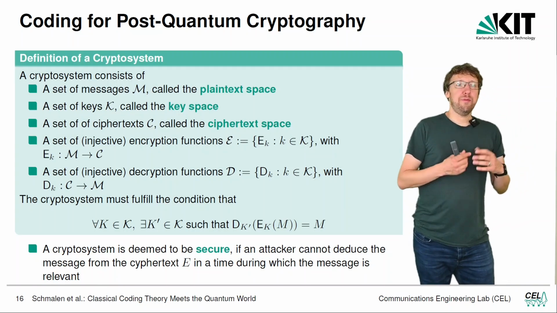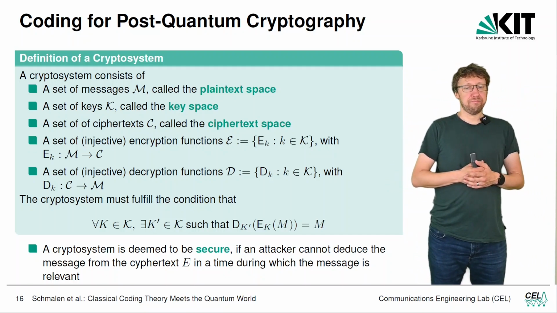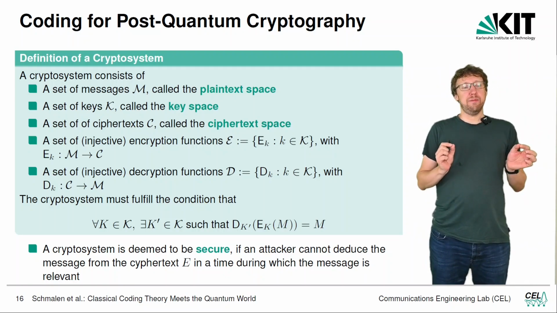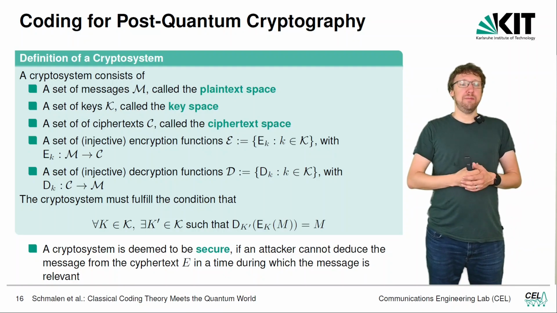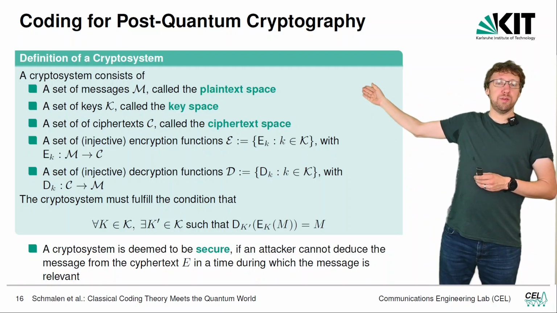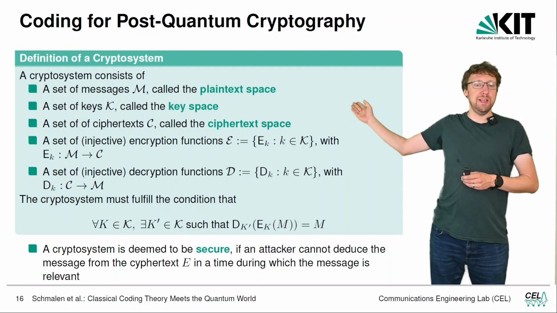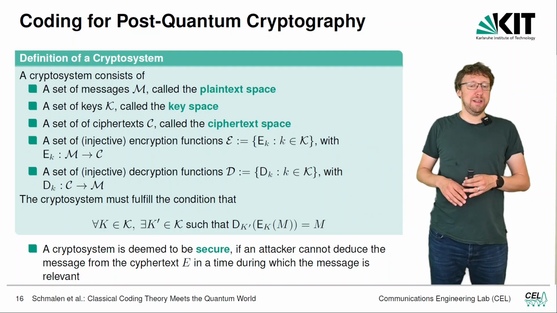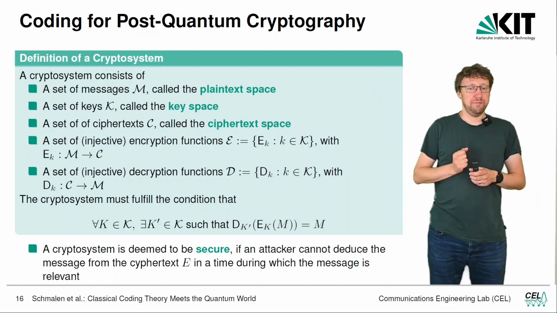So, first of all, to define how this method works, we need to define what a crypto system is. A crypto system is like an encoder. It has a striking similarity to the encoders and decoders that we use in communications. A crypto system is essentially a system that has a set of messages M, which we call the plaintext space. It has a set of keys K, which we call the key space. It has a set of ciphertexts, which we call the ciphertext space. These are like the information messages and the encoded messages, and we use a key to encode.